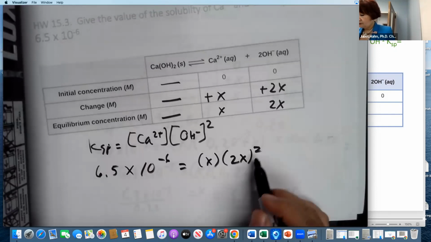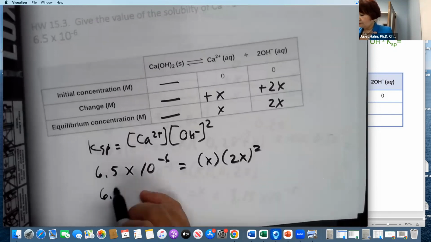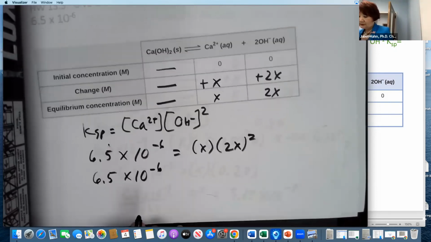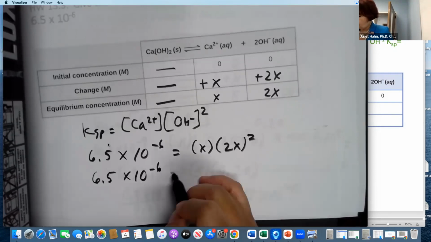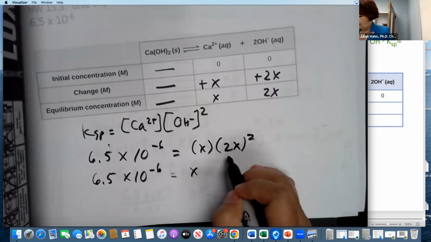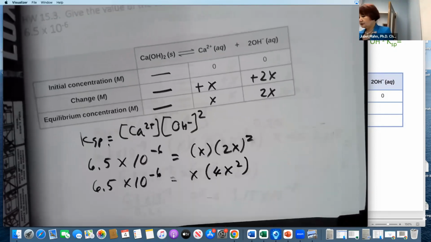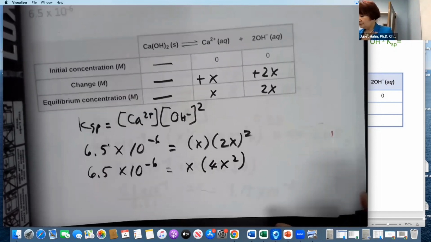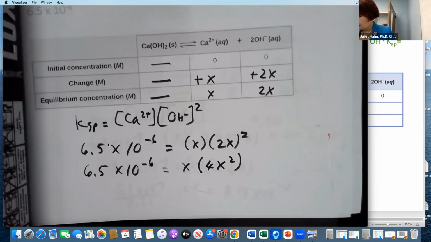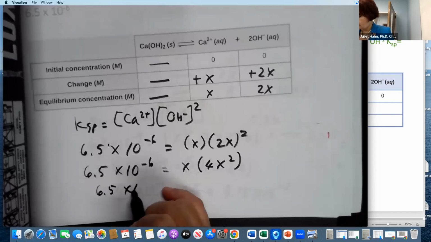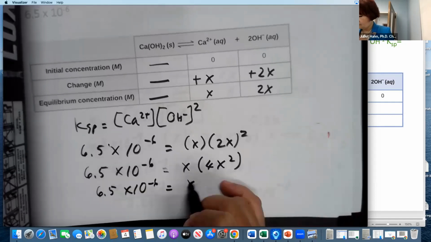When you're doing any kind of calculations, you start out with the stuff that's inside the parentheses first before you start going after other things. So 2 squared gives you 4, and x squared gives you x squared. So now you have on the right side x cubed, which means that hopefully your calculator has a cube root button, because that's what we're going to have to do. So this becomes 6.5 times 10 to the -6 is equal to x cubed times 4.